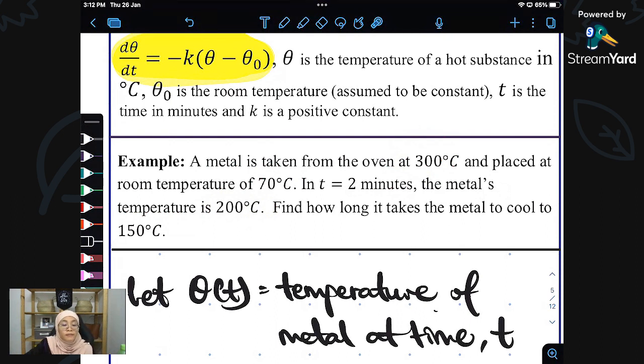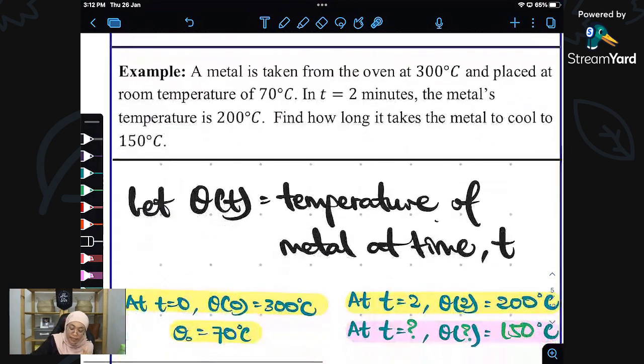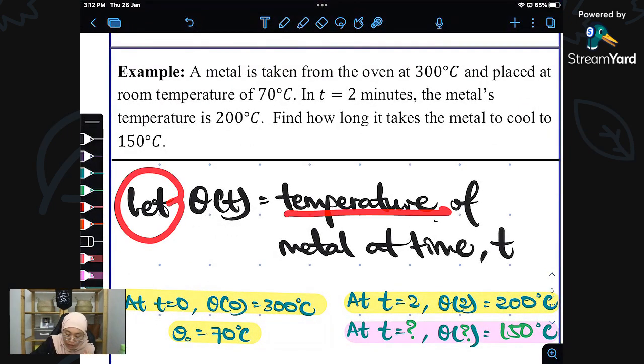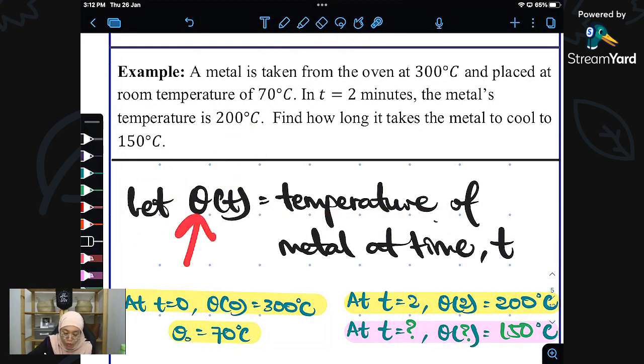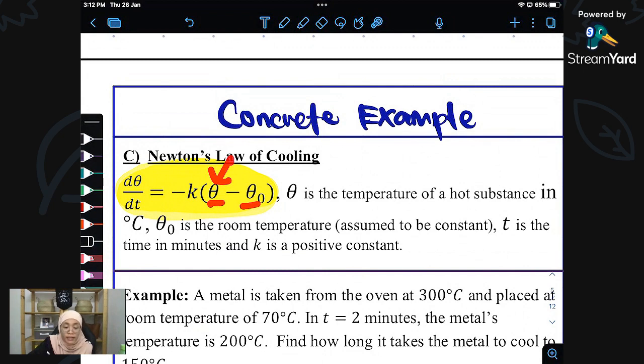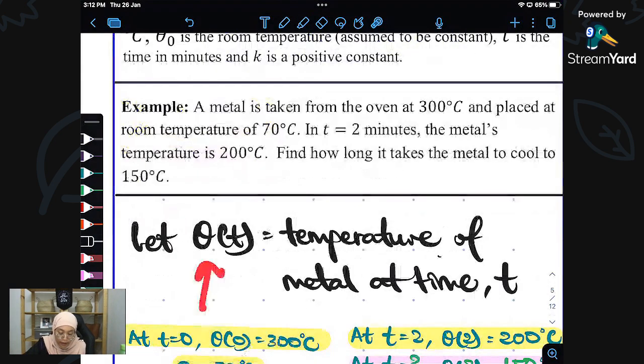Find how long does it take the metal to cool down to 150 degrees Celsius. So we gotta know what is the time to cool down until the temperature reaches 150 degrees. Alright, you understand? So kita sekarang ni nak kena namakan dulu temperature tersebut kepada nama theta. So this is a theta. This is already given to you all in the formula. That's why you just follow it. So untuk temperature, kita memang pakai theta saja. Kita takkan pakai huruf lain, but mostly kita pakai huruf theta, okay?